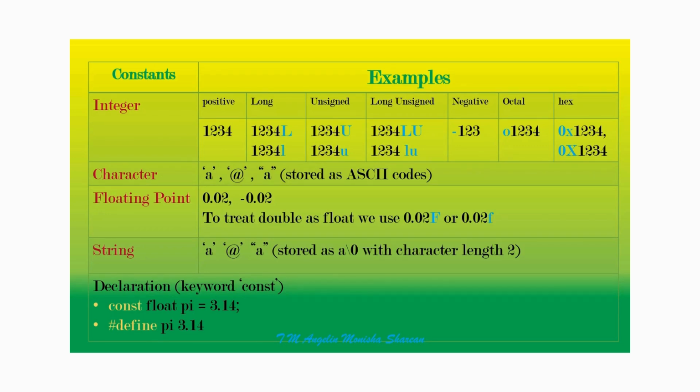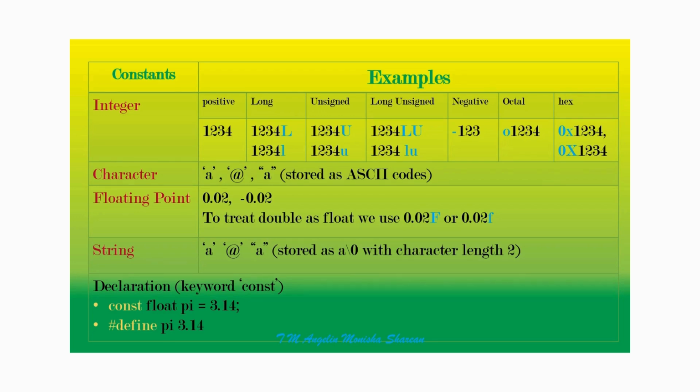An integer constant can be a positive number, long, unsigned, negative, octal, or a hexadecimal number. Each of these different types of integer constants can be identified by specific letters. That is, long can be identified by the letter L, which can be either capital or small. The same goes for unsigned by the letter U, and for long unsigned LU. A negative number is represented by minus. An octal number starts with 0 and hexadecimal with 0x.